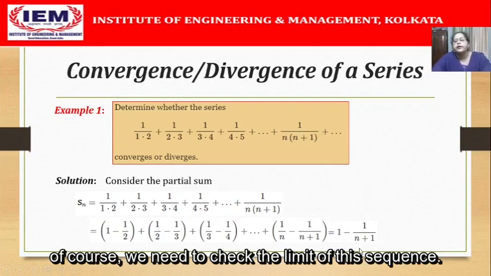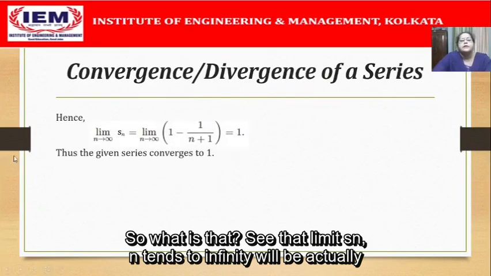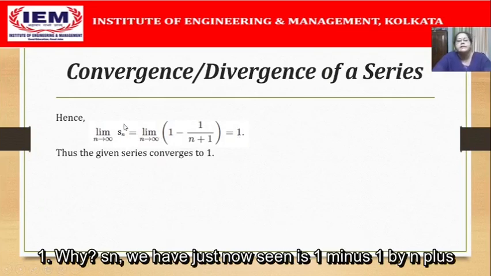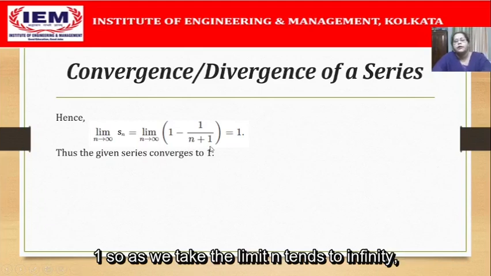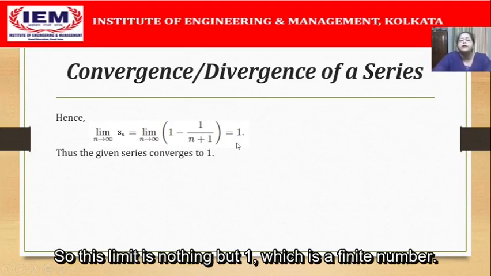Now, of course, we need to check the limit of this sequence. So what is that? See that limit Sn as n tends to infinity will be actually 1. Why? Sn we have just now seen is 1 minus 1 by n plus 1. So as we take the limit n tends to infinity, of course 1 by n plus 1 tends to 0. So this limit is nothing but 1, which is a finite number.